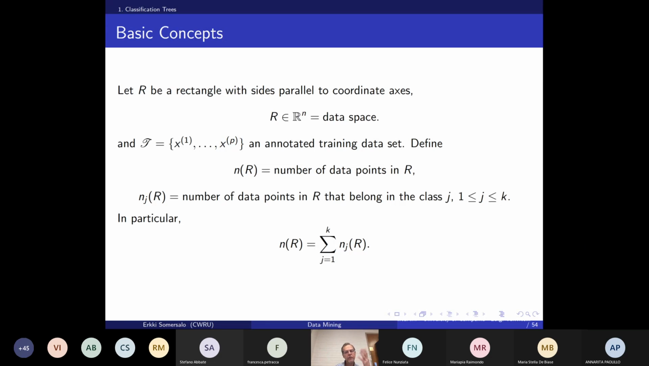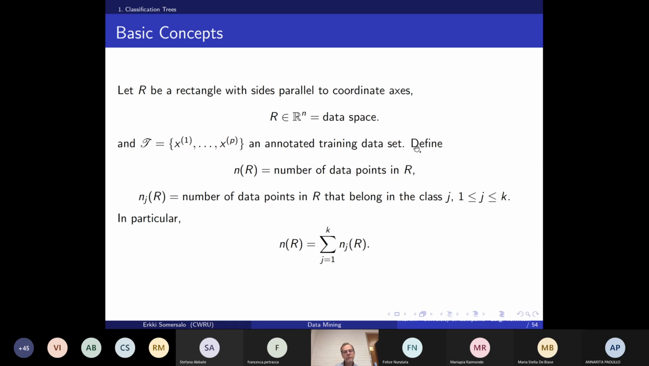In R^n, it's just a definition of Cartesian products of intervals. Sometimes these rectangles are called intervals, because a one-dimensional interval generalized to higher dimensions is just the Cartesian product of one-dimensional intervals. Okay, so now we have a training data T, x1 to xp, and we assume that this is annotated, so we know exactly which class each one of these data points belongs to. I'm going to denote those classes by cj.